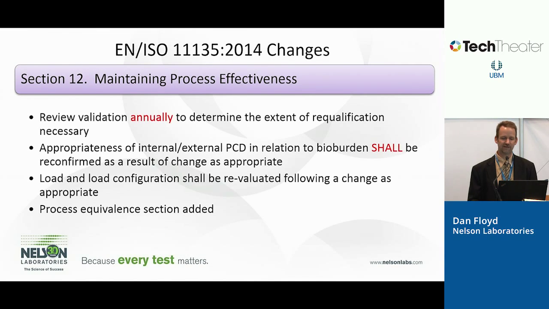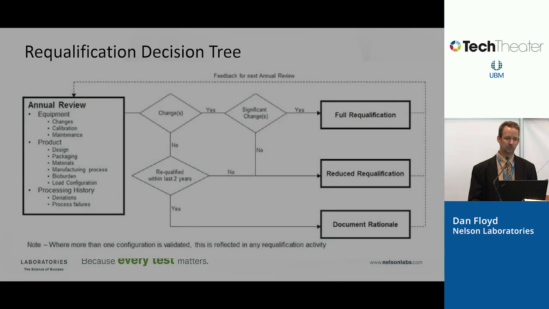And then maintaining process effectiveness, section 12, that's talking about revalidation or the extent that you do have to revalidate. You just have to review your validation data annually to see what extent you need to requalify. Generally with EO, you only do it every 2 years. And then in that off year, you can do what's called a paper validation. As long as nothing's changed, no adverse effects, then you don't have to do it every single year. So that's one of the big advantages.